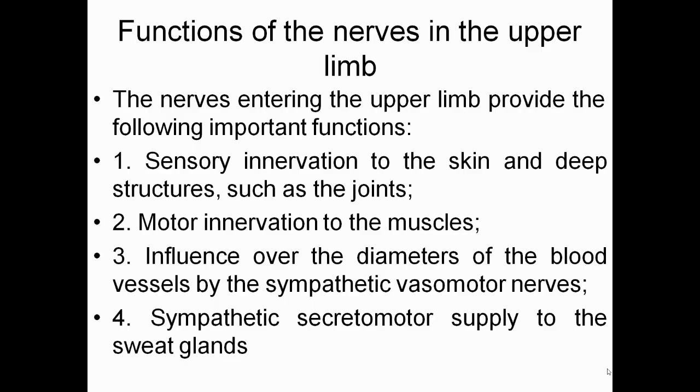First, we will see what the functions of the nerves in our upper limb are. The nerves entering the upper limb provide the following important functions. These are sensory innervation to the skin and the deep structures such as joints, and motor innervation to the muscles. They influence the diameter of the blood vessels by the sympathetic vasomotor nerves, and they provide the sympathetic secretomotor supply to the sweat glands.